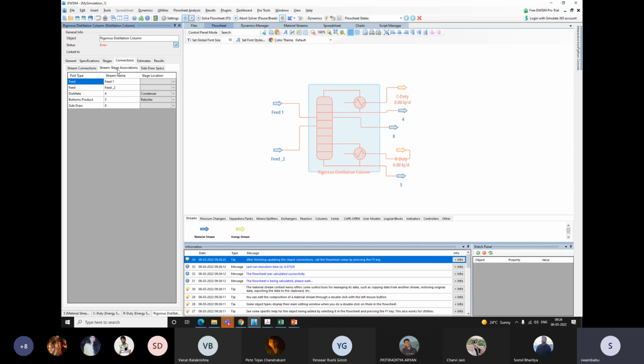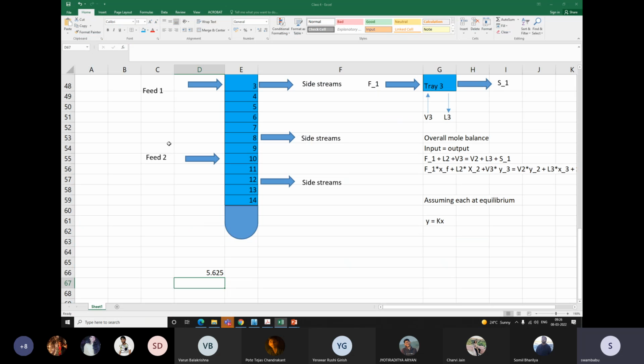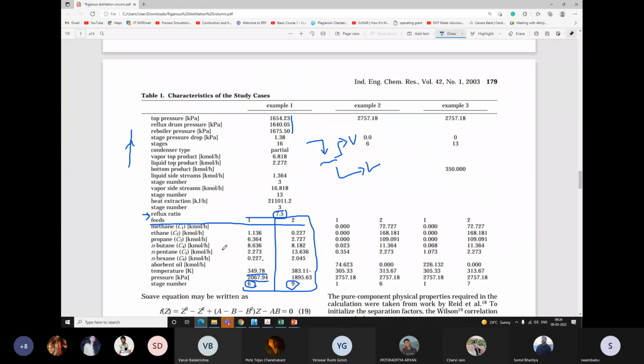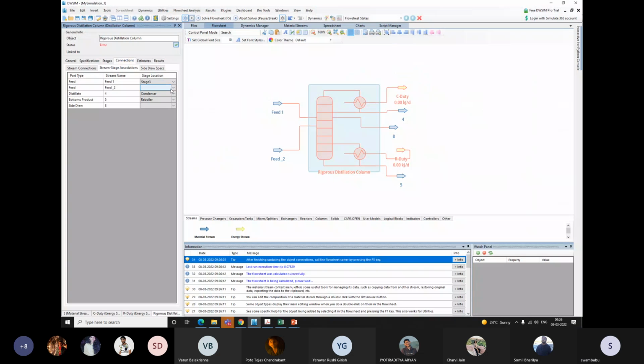Now we need to specify at what tray the feed 1 is going. So at stage 3, the feed 1 is going. Right, or 6? Sorry, stage 6. At stage 6, feed 1 is going. At stage 9, feed 2 is going.